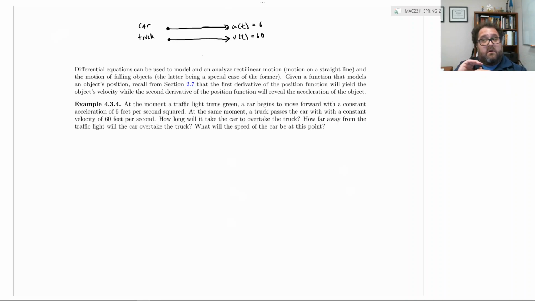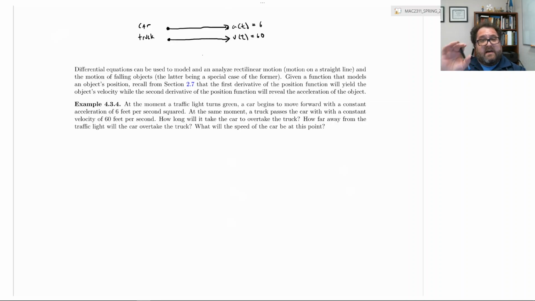The car is accelerating, at 6 feet per second, then 12 feet per second, then 18, then 24. So every second, it's going six feet per second faster. That's what it means to have acceleration. At time 0, you're at 0 feet per second. At time 1, you're moving at 6 feet per second. At time 2, 12 feet per second. At time 3, 18. At time 4, 24. So eventually, it's going to be going really fast, and it's going to overtake that truck that's traveling 60 feet per second.